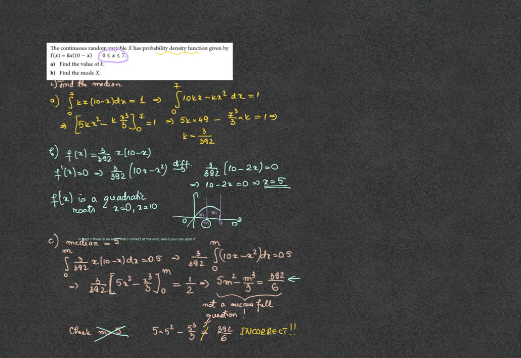To find the median, you have also two methods. Either you can look at the graph and see if the graph is symmetric, especially where is the midpoint, or if not, solving an equation of this type. So you look for the point m, so that the area is split into 50% and 50%.